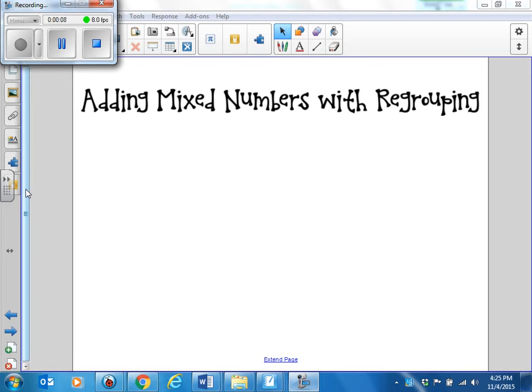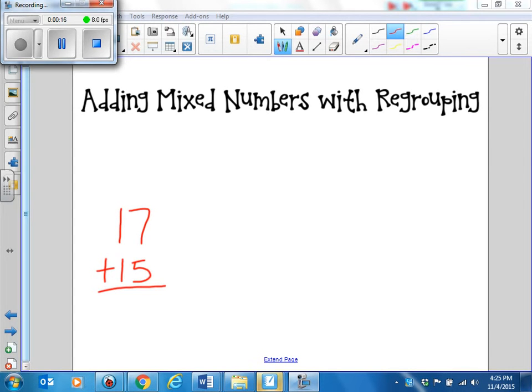So adding anything with regrouping, what that means is, say we've got 17 plus 15. Now when we add 5 plus 7, we end up with 12. So we move this 1 above the other one, and then we say 1 plus 1 plus 1, and we get 3. So we had to regroup. We had to carry our 1 in order to solve this problem. Same type of idea with adding mixed numbers.